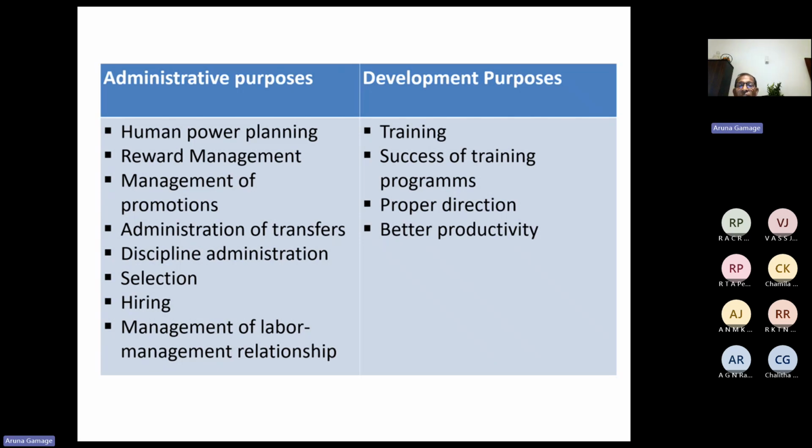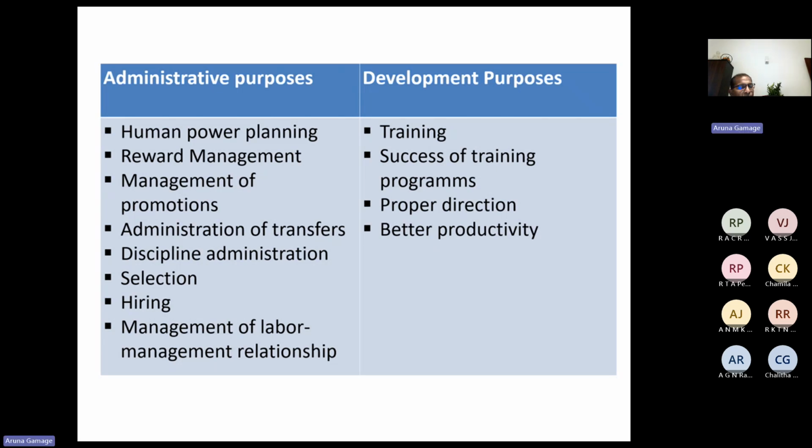Another purpose is to measure the success of a training program. I wonder whether what you said was related to this success of a training program. To measure the success of a training program, you can use performance evaluation. Can you tell me how we can use performance evaluation to measure the level of success of a training program?